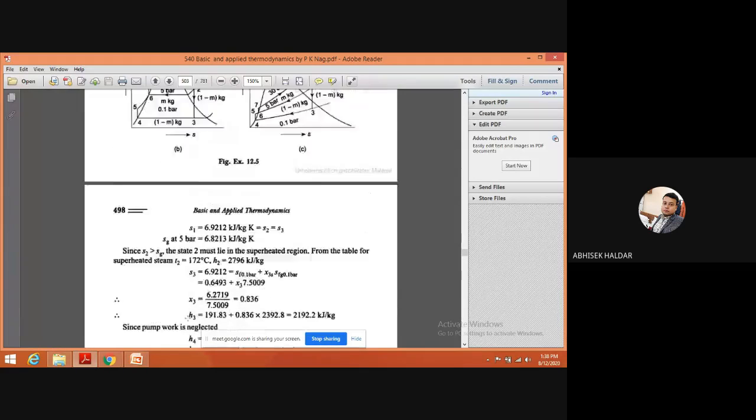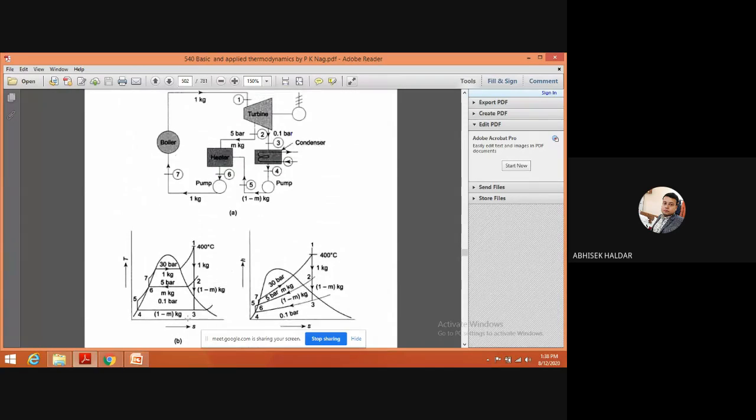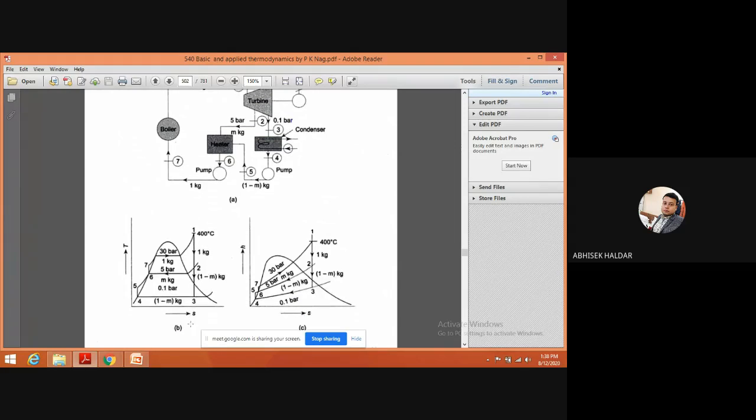What will be the WT over here? Just tell me the common equation. I'm not asking about the values. H1 minus H2, it is 1, 2, 3. That is a single turbine. This is the turbine work, WT. But what is the equation? Because different masses are working. H1 minus H2 multiplied by 1, plus (1 minus M) into (H2 minus H3).